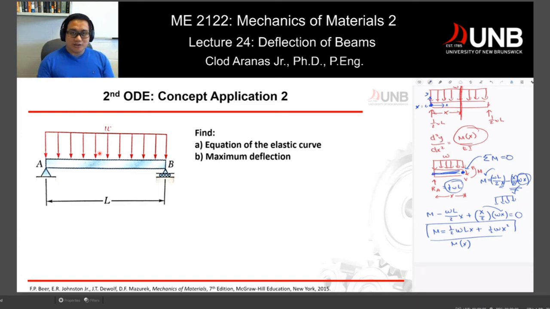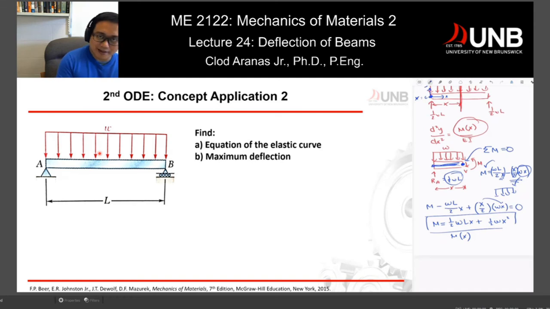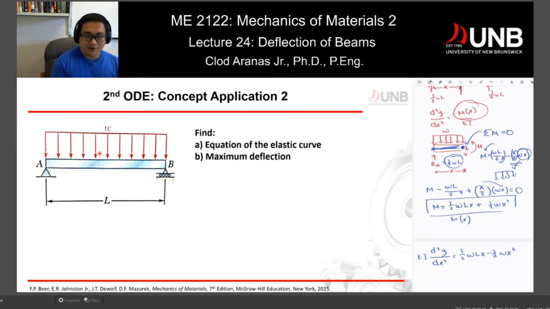And here you can see the most critical thing when you are calculating a second order differential equation is what is my M as a function of x. In this particular case, that's what it is. Now I have my M. I can now substitute it into d squared y dx squared, and I'm going to transpose EI to the left side. Now I can write the equation 1/2 Lx minus 1/2 Wx squared. So I have the following equation.